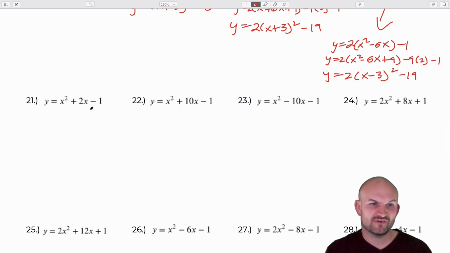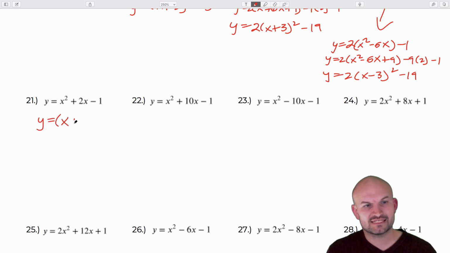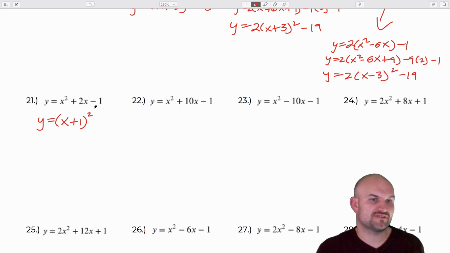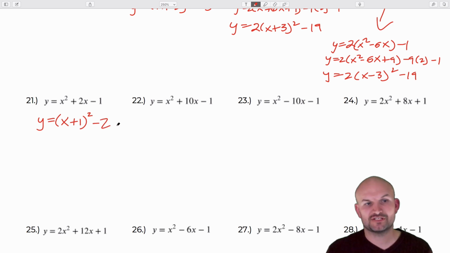So here's going to be my perfect square trinomial. I recognize this to be x plus 1, quantity squared. And therefore, if I added a 1, then I'd have to subtract 1. So therefore, that'd be a minus 2.